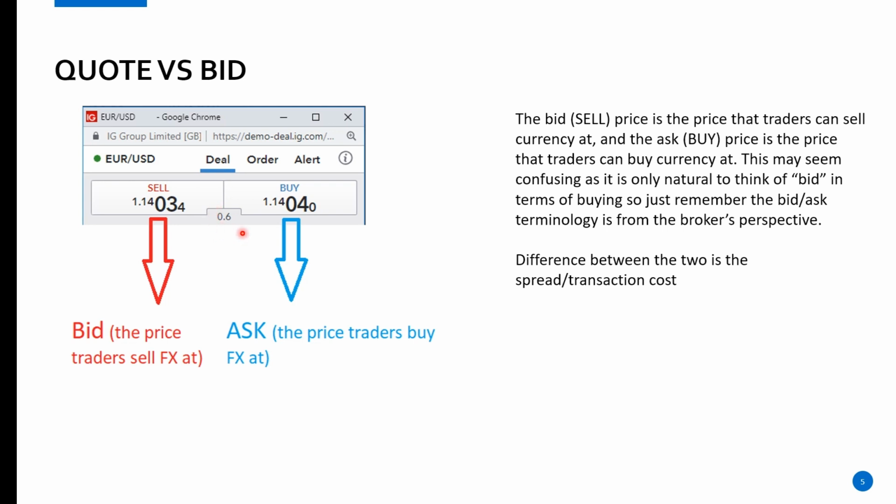So this is how prices are usually quoted in your FX broker platform. You'll see a bid and an ask price. And just to recap, the bid is a price at which you sell currency at, and the ask is a price at which you buy currency at. Hope that's clear.